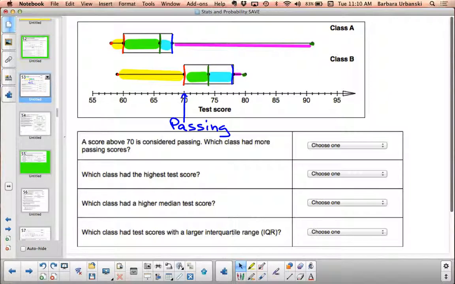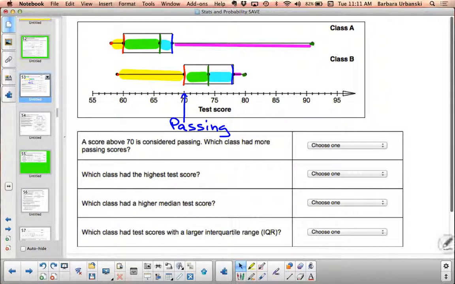So which class has more passing scores? Well, what we would need to do is start looking at our information. They're asking which class had more passing scores. If you look at our lower quartile, anything above 70 is going to be passing. So that makes that correct. And take a look at Class A. Look at where their passing score is.